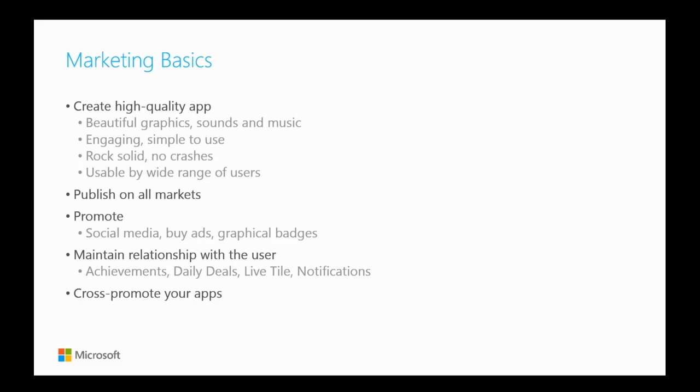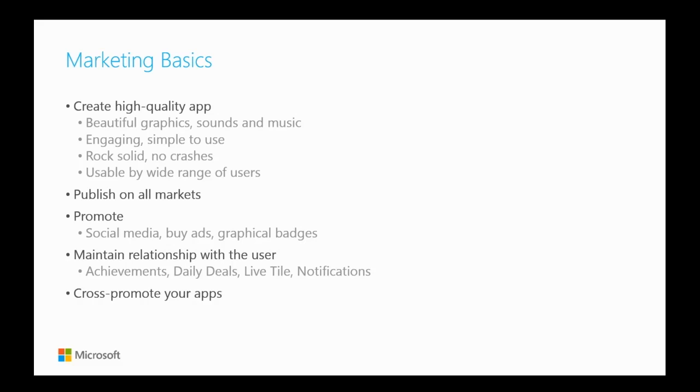First and foremost, create a high quality app. Spend the time making the graphics beautiful, the sounds and the music engaging. Make it simple to use. Make sure you do your unit testing, as Mickey was showing you, and you have your telemetry data and all that stuff so it's rock solid and there's no crashes. Again, it's self-explanatory, but the more time you spend doing this, the better your app is, the higher quality, the happier users are going to be.